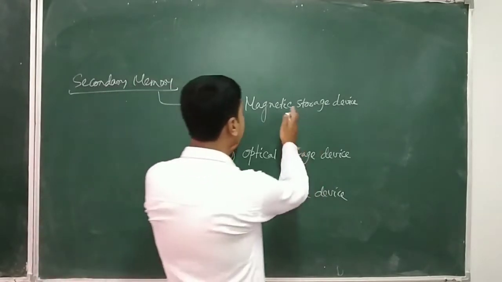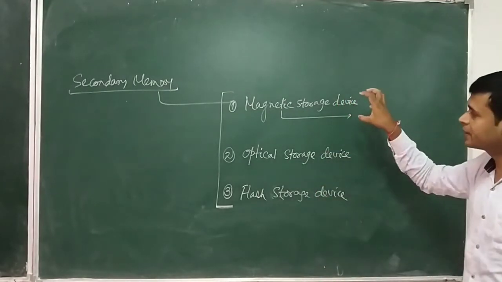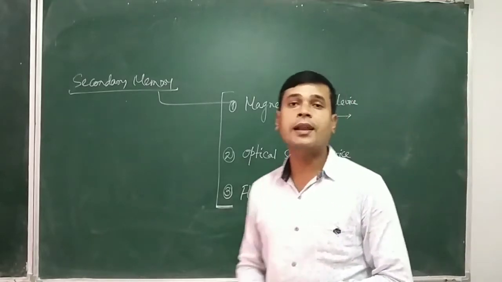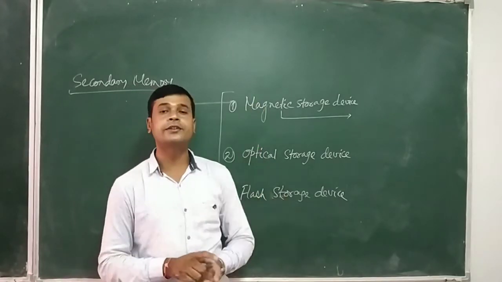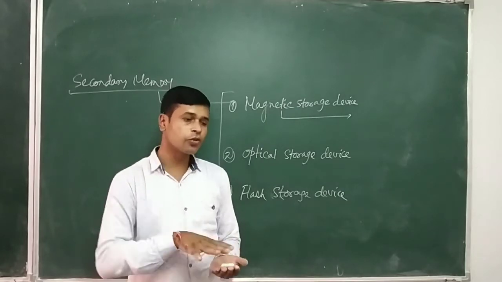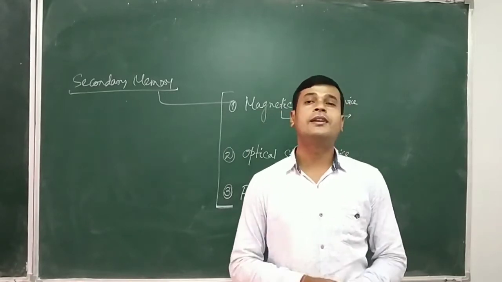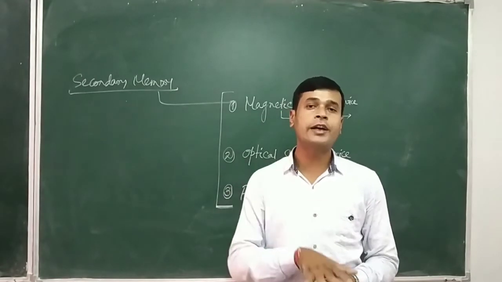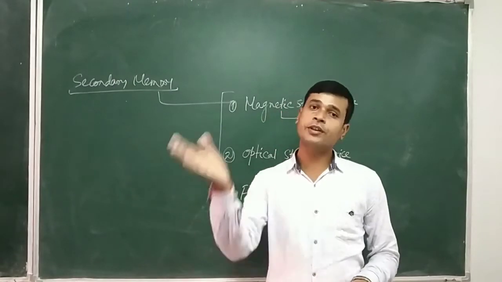Now, what is a magnetic storage device? A magnetic storage device normally has a magnet, and it has a read and write head. Every secondary device has a read and write head. For example, a hard disk or a CD or DVD, a DVD-ROM or CD-ROM: first it will read the information, and after that it will write.